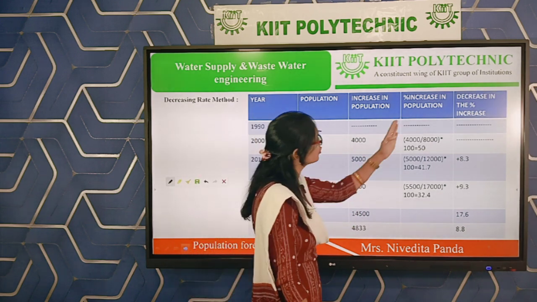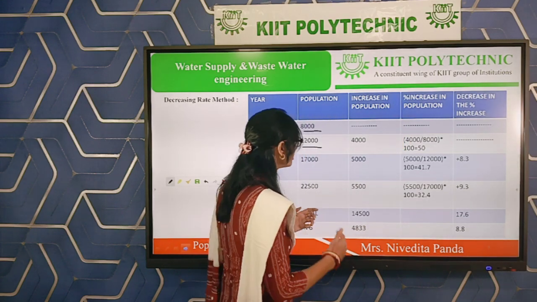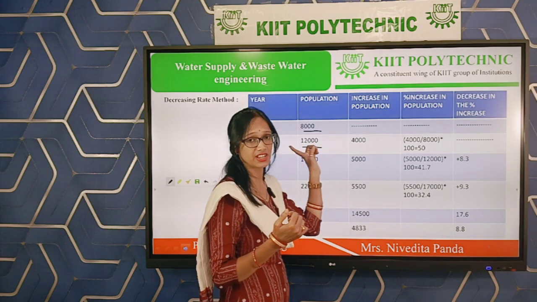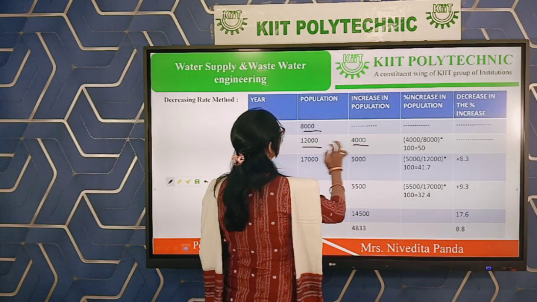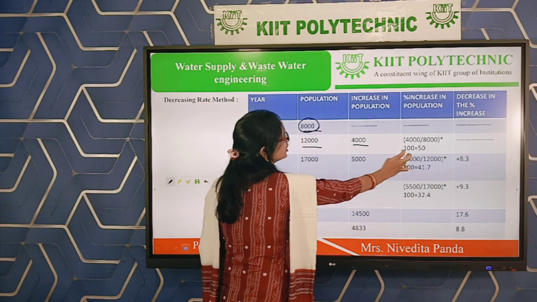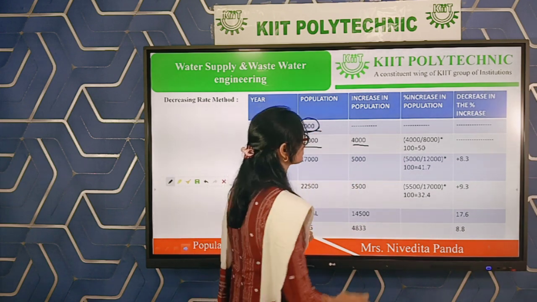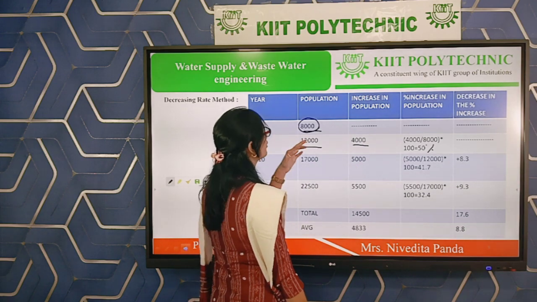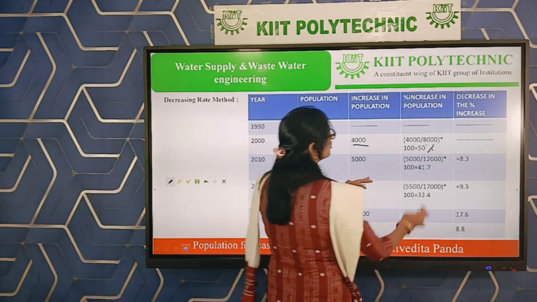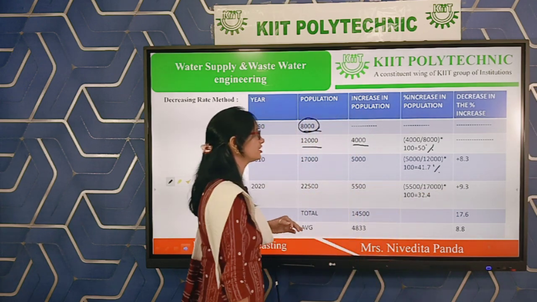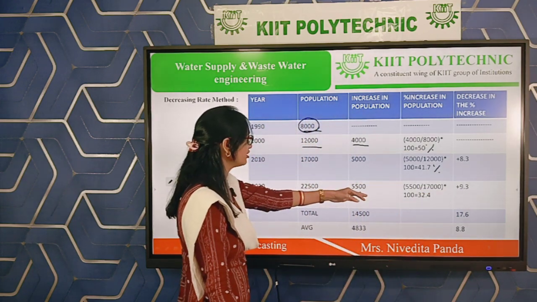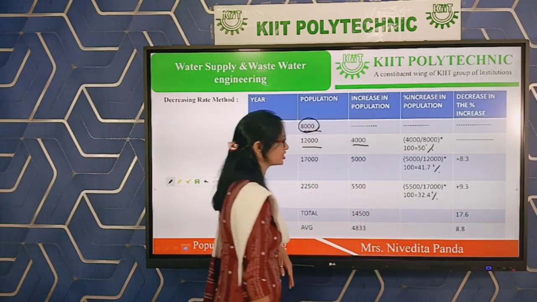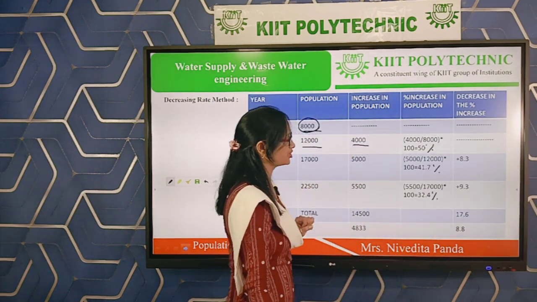Next we will go for the percentage increase in population. This process is also repeated in the geometrical increase method. So 4,000 divided by 8,000 into 100 is equal to 50%. Likewise, here 5,000 divided by 12,000 into 100 is 41.7%. Next, 5,500 divided by 17,000 into 100 is 32.4%. So these are all the percentages we are finding out.